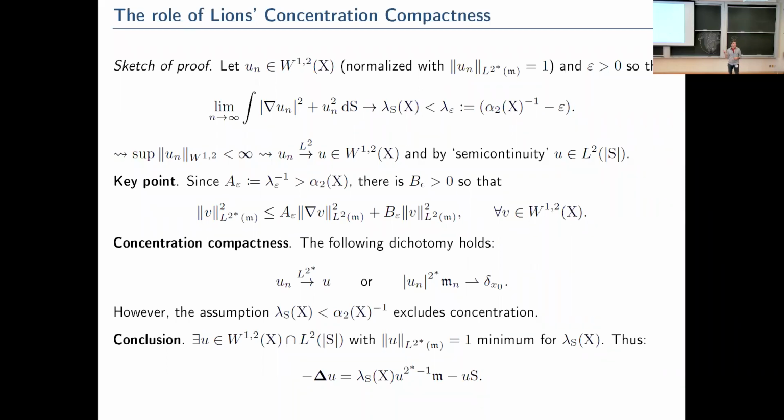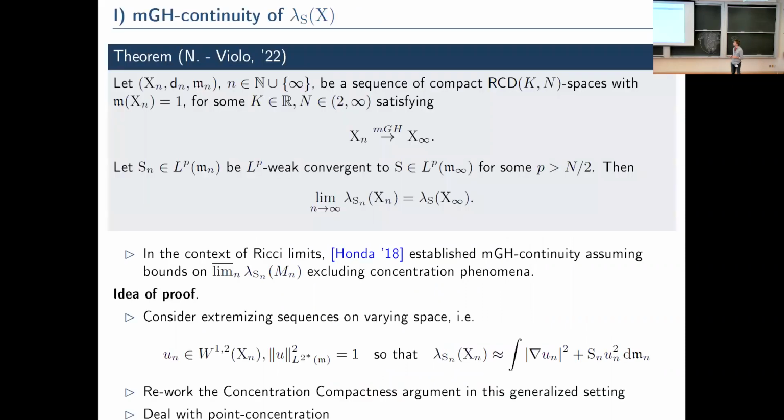Okay. So let me go now to two applications of these concentration compactness techniques. The first one is about continuity in the measured Hausdorff sense of these generalized Yamabe constants. Let me explain what I mean. You can also think here of smooth manifolds, but in generality, you can take a sequence of RCD spaces which are converging, renormalized for simplicity. They are converging in the measured Hausdorff sense. Then you have L^p functions S_n, which are weakly converging along the spaces to some S in L^p.